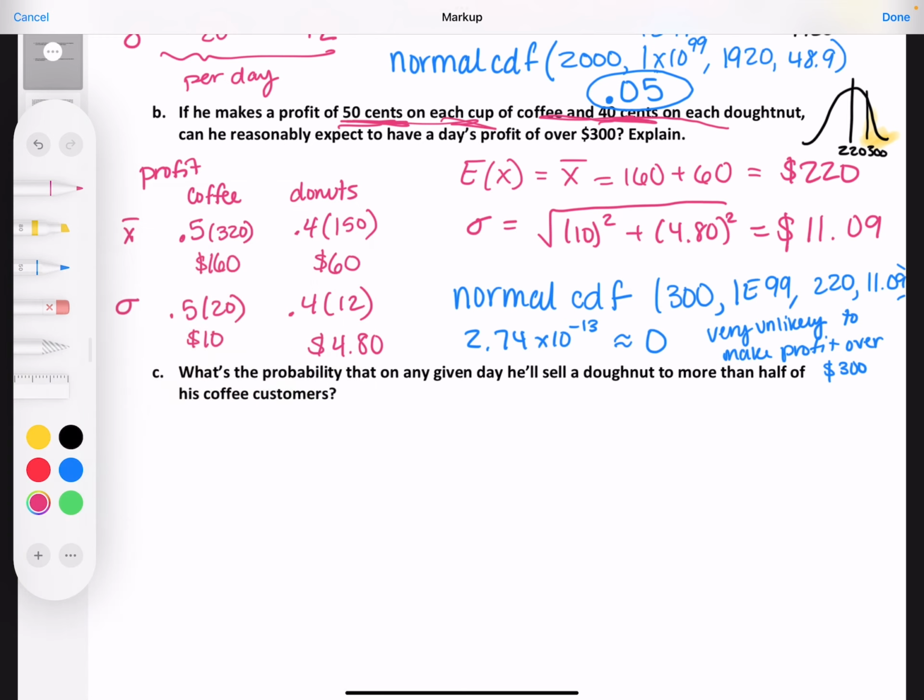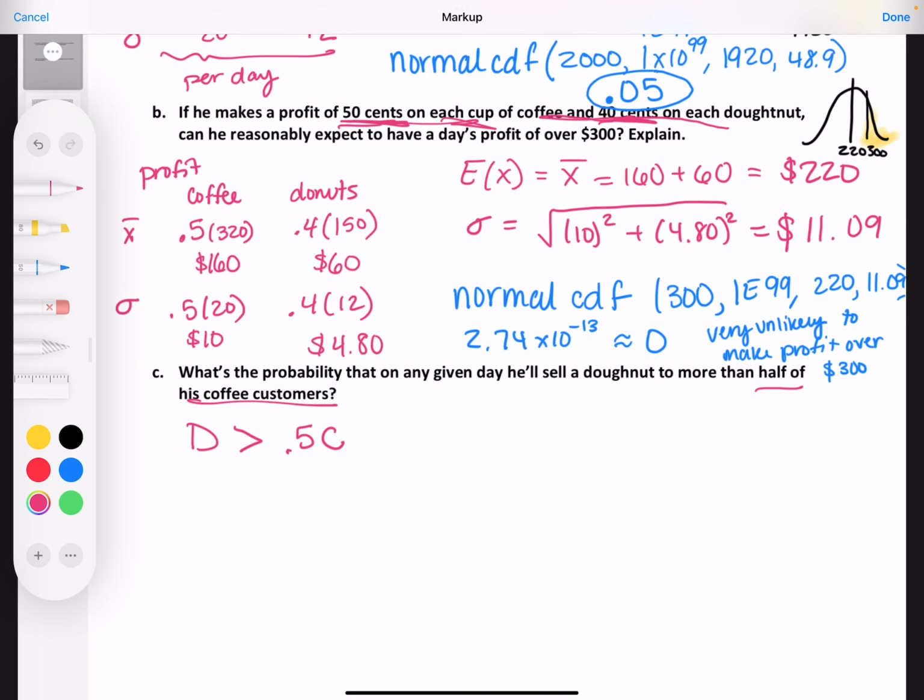What's the probability that on any given day he'll sell a donut to more than half of his coffee customers? 2%. You might be close. So, donut greater than 0.5 of coffee. How do you get 0.5 of coffee? Because it says half of coffee customers. Okay, that makes sense.